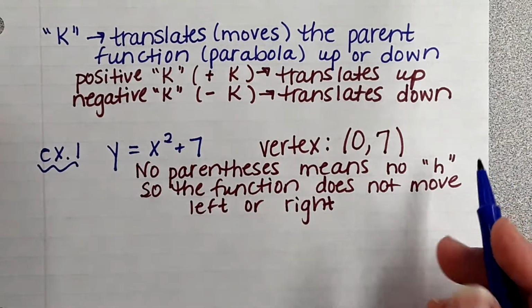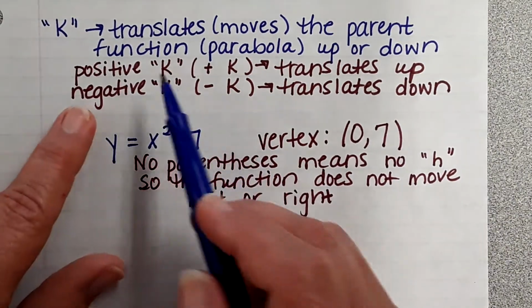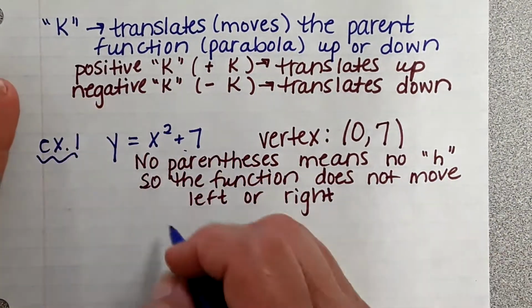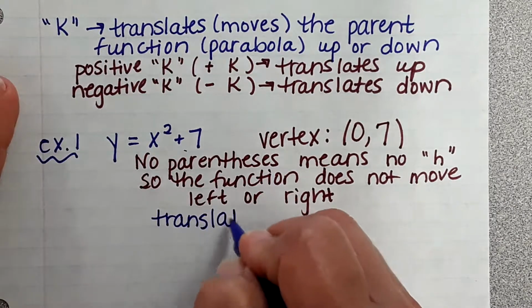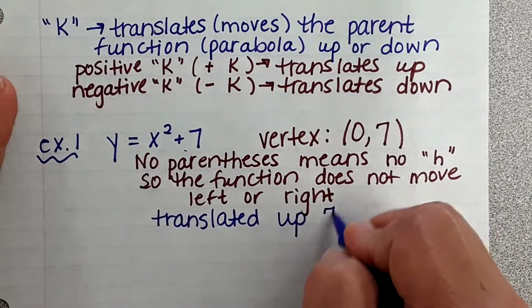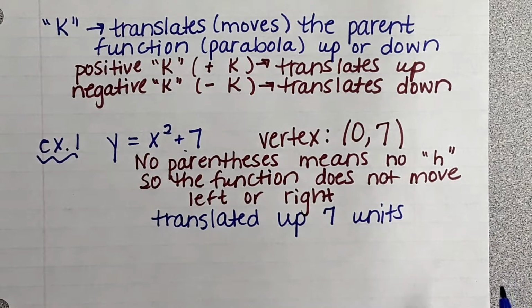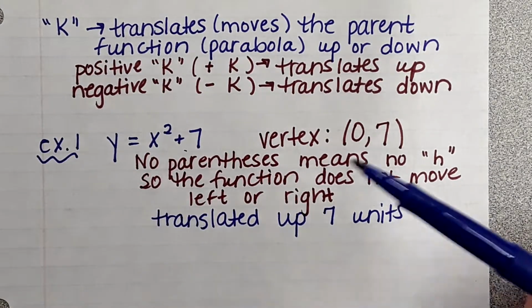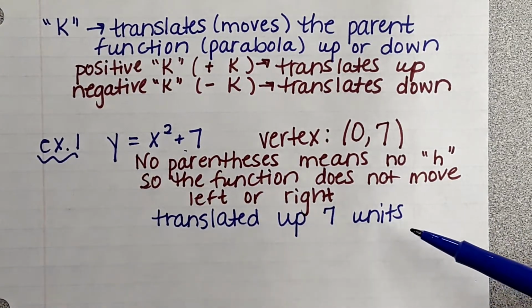Okay, now what does K mean? K is 7, so we have positive 7. So it's a positive K, so that means it's translated. So we're going to write the word translated up, and it's a 7, so we're going to write 7 units. You guys, that number becomes the number of units. So when you go to write these, I'm going to have you do a page and a worksheet. You're going to write translated up 7 units.